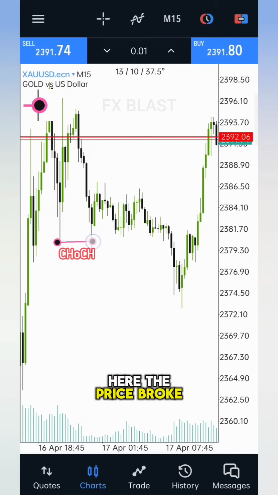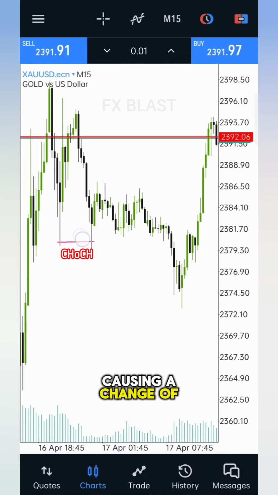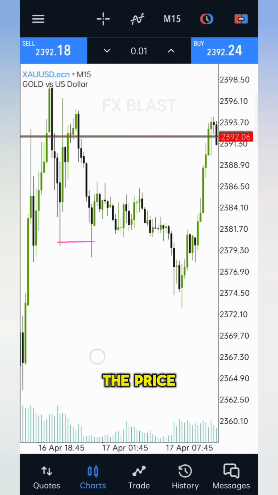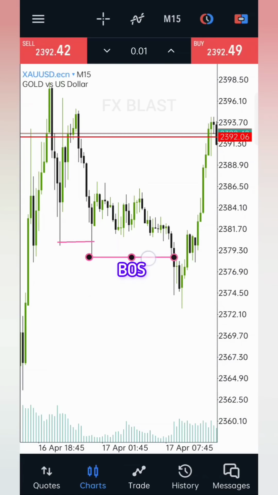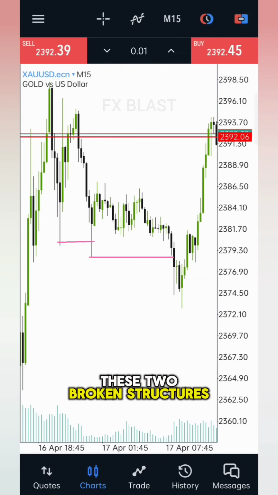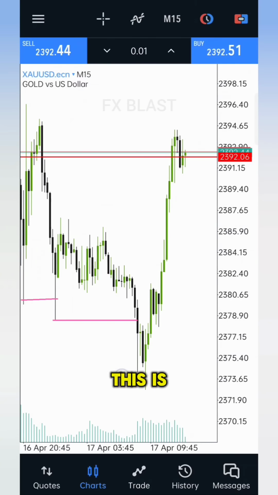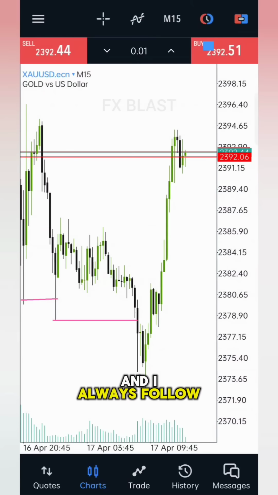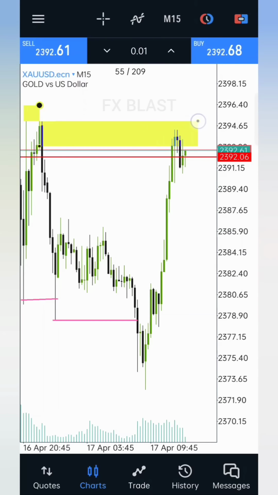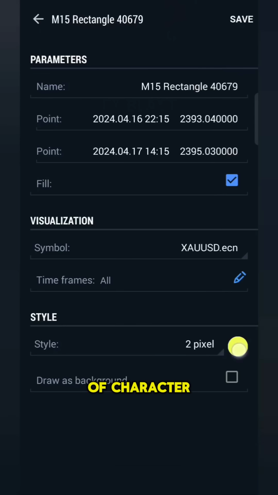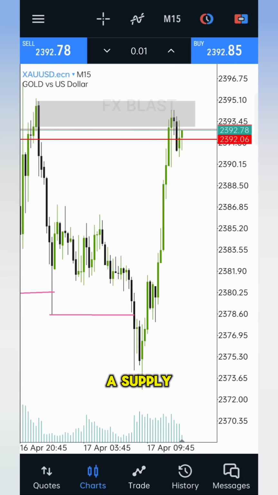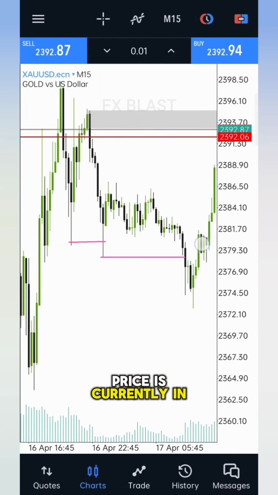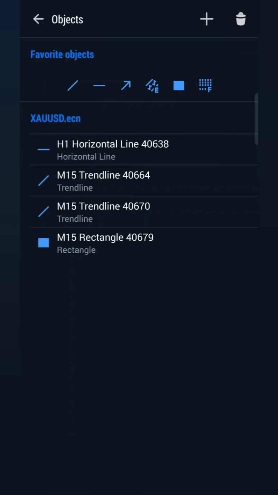Here, the price broke the lower low, causing a change of character. The price then broke another lower low, resulting in a break of structure. I always wait for these two broken structures to certify my entry. This is my style, and I always follow my trading strategy. So, after the change of character, this is the order block for the reason, or, as I prefer to call it, a supply zone. The price is currently in the supply zone, and has started consolidating at this range.